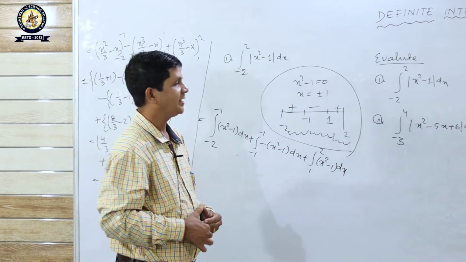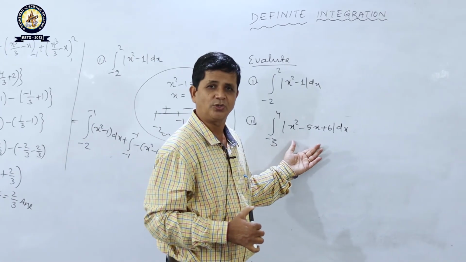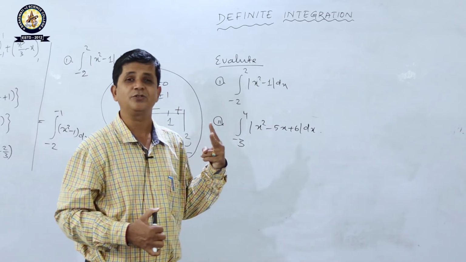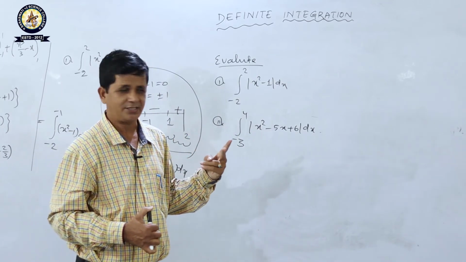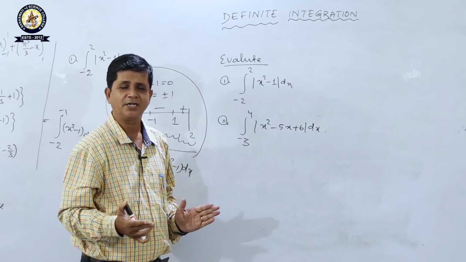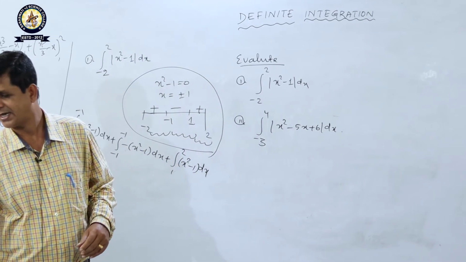Similarly, here you break this as (x minus 2) into (x minus 3), and putting these two factors to 0, we get two values of x: x is 2 and x is 3. You arrange this on the number line and find the positive and negative intervals, and you integrate accordingly, right?